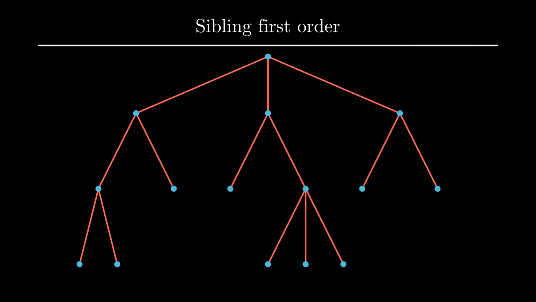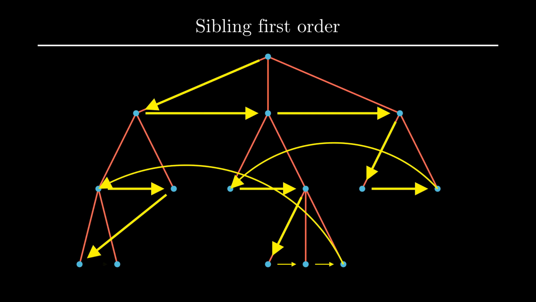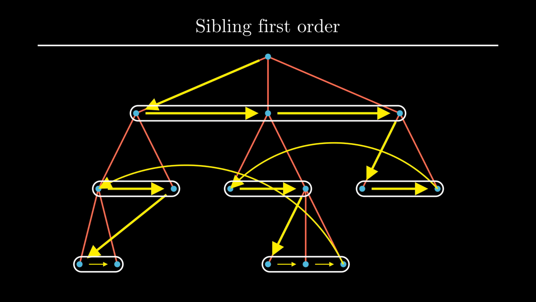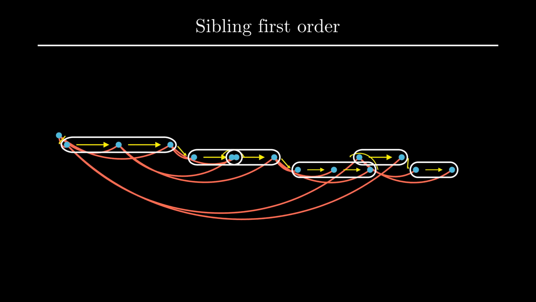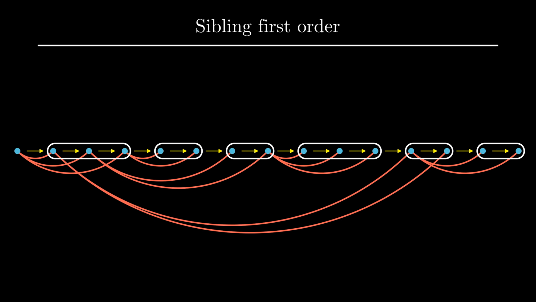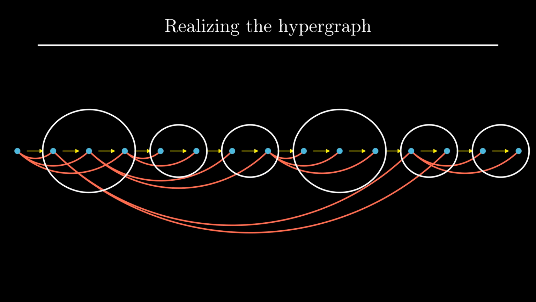Let's see how we can realize this hypergraph with disks. We start by defining an ordering on the vertices of the tree. We call this the sibling first order. It has many interesting properties. For example, the sibling edges will be consecutive vertices inside this ordering. So if we put the vertices in this order, it is very easy to realize the sibling edges with disks.